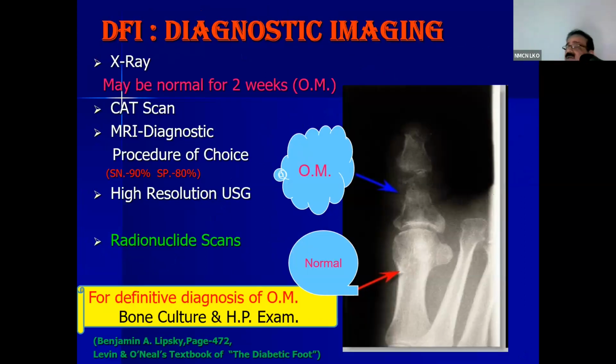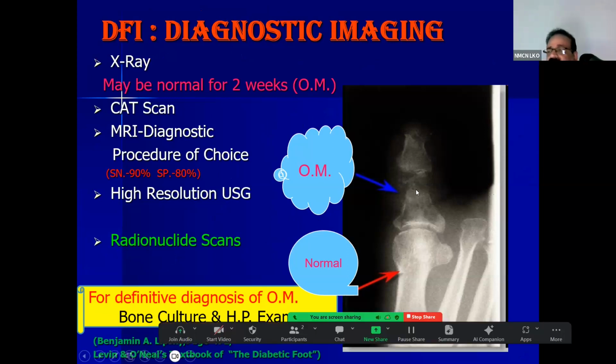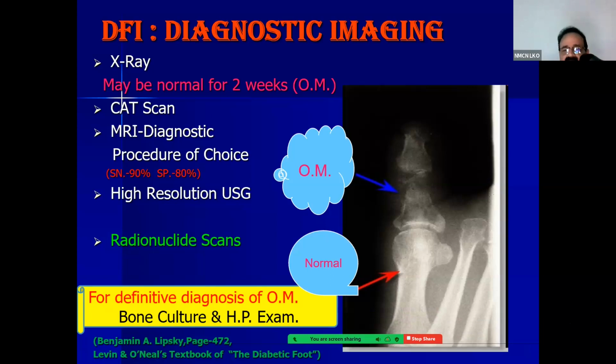As far as diagnostic imaging is concerned, the most common test we do is the X-ray. Depending upon the site of the ulcer, if it is the plantar forefoot, then get an X-ray AP and oblique view. And if it is the posterior part of the foot, then X-ray AP and lateral view. You should remember that it may be normal for two weeks. The usual findings are osteoporosis with surrounding osteosclerosis, pathological fracture, and loss of bone. These are all hallmarks of osteomyelitis.